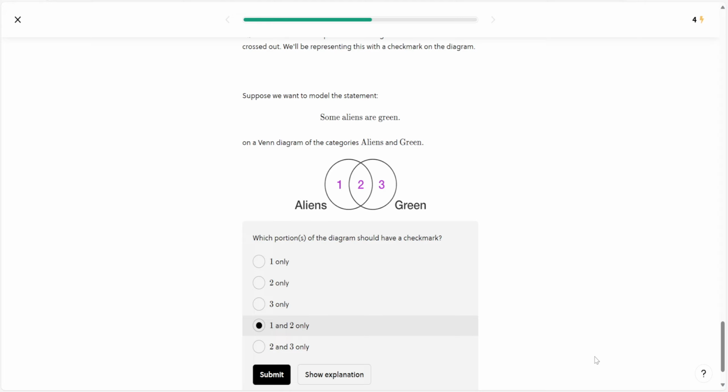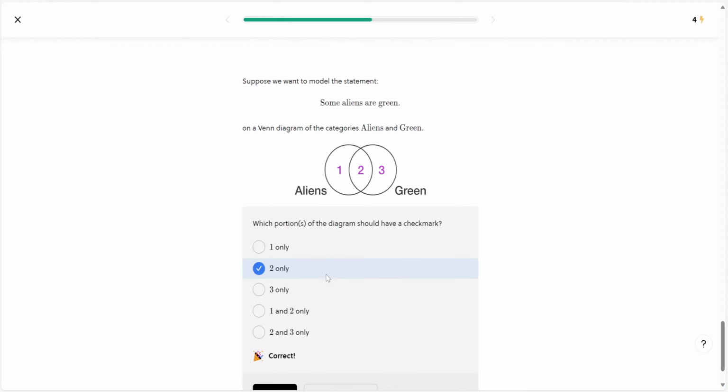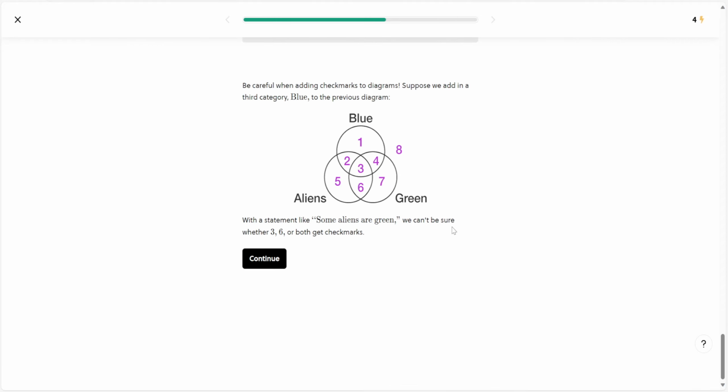Is it going to be 1 and 2? Because some aliens are not green? So, I don't know. Let's do 2 only. Right, brilliant. Thought it might have been a trick question. Been playing too much 1% Club.